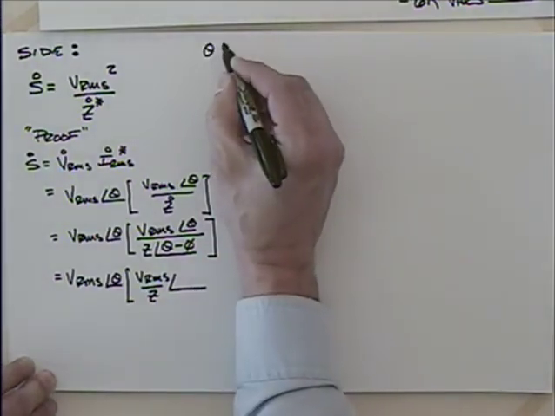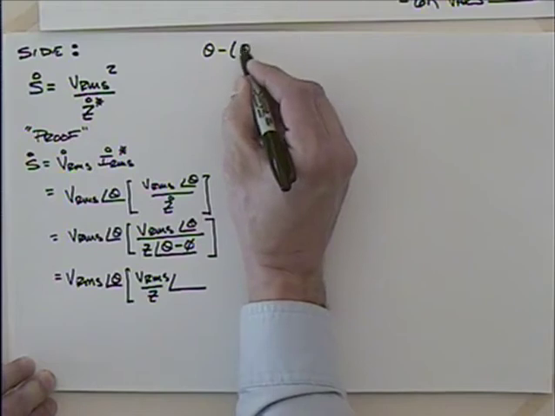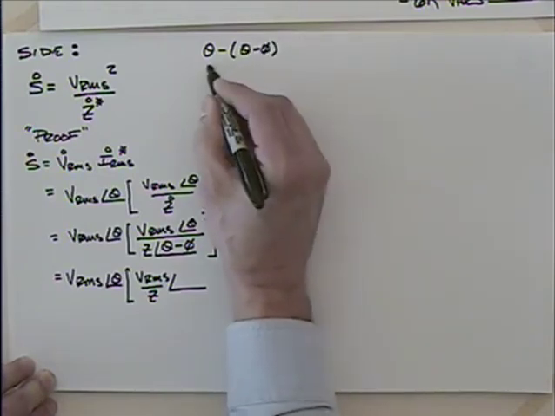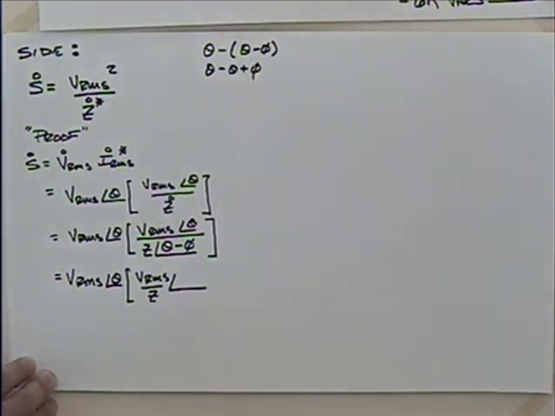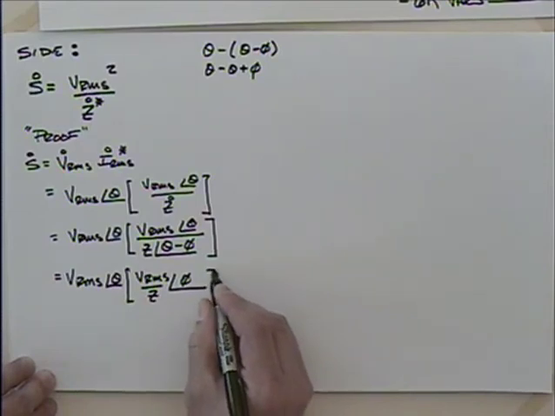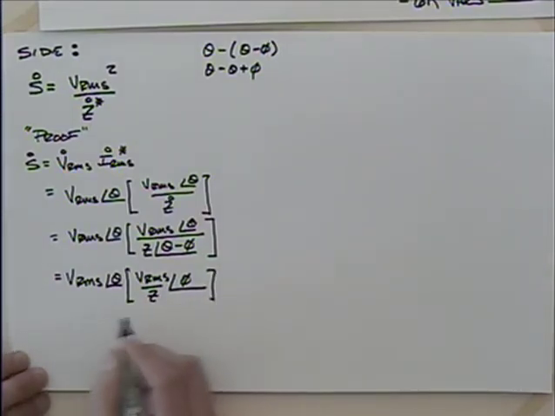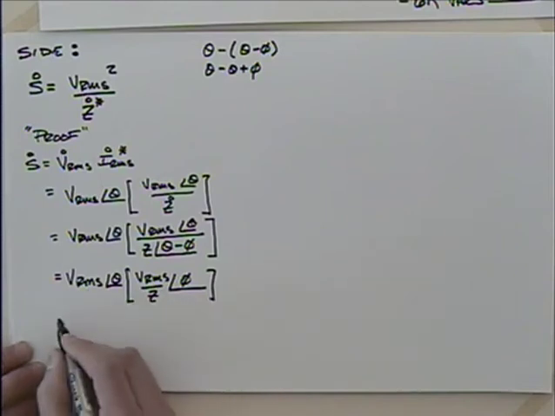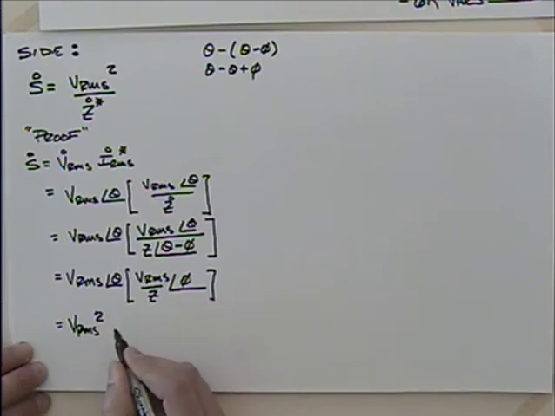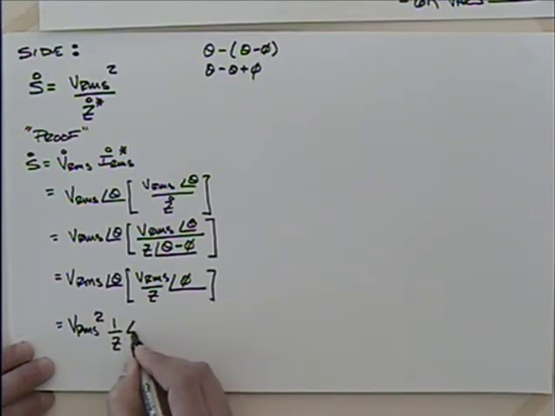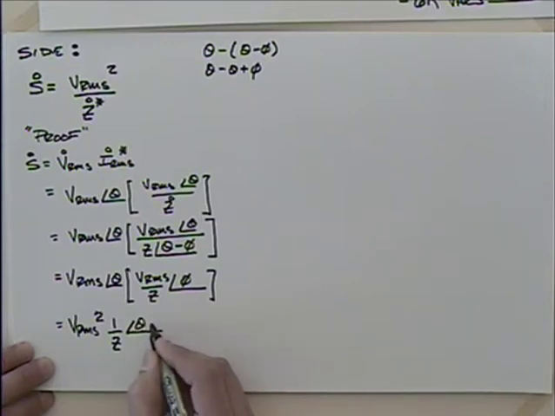Let's see. Theta minus phi would be theta minus theta plus phi. Wouldn't I get phi? I would get phi. Okay. So then I'm going to take the VRMS out and square it. VRMS, so that magnitude will be squared. And then I'm left with 1 over Z. And then I have an angle. Let's see, when I multiply, I'm going to add, so theta plus phi, right?